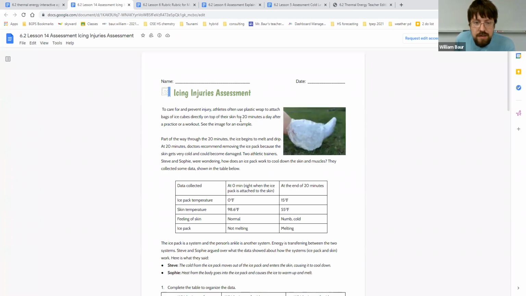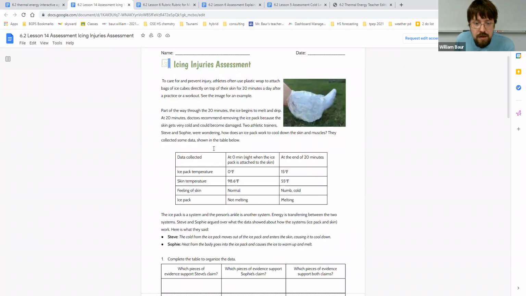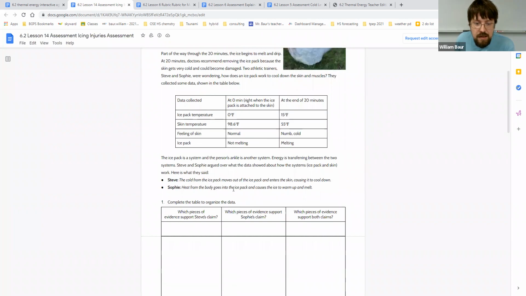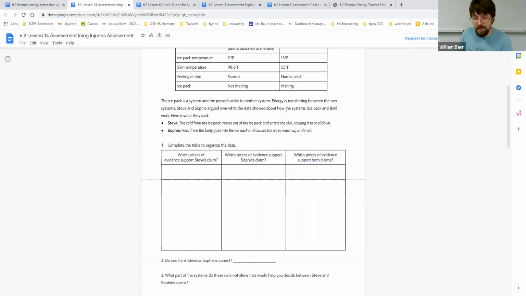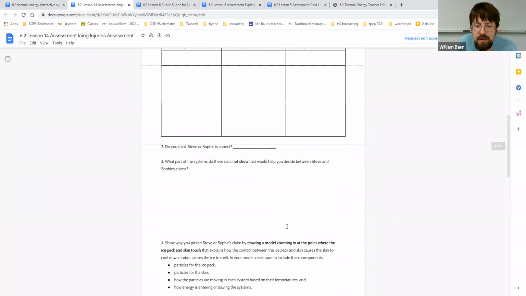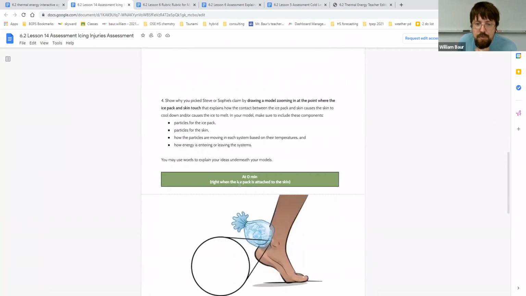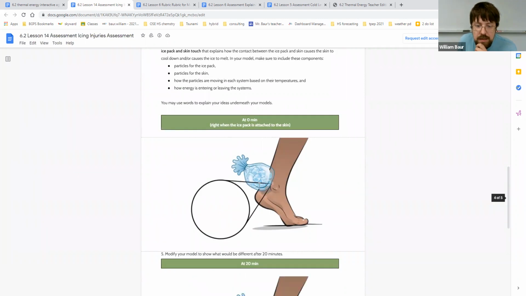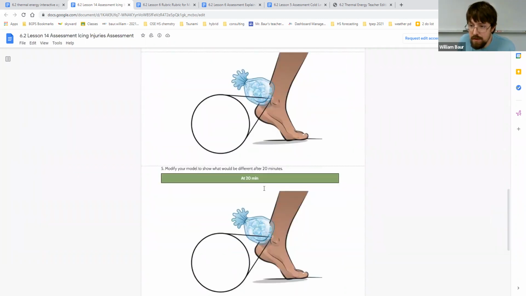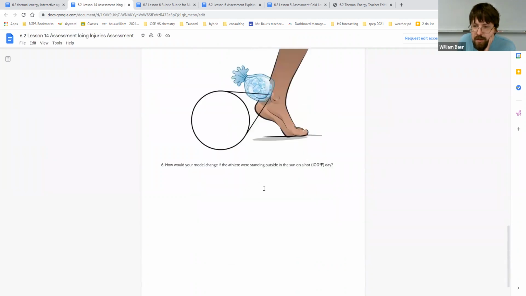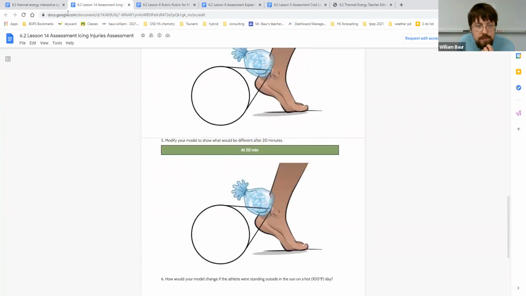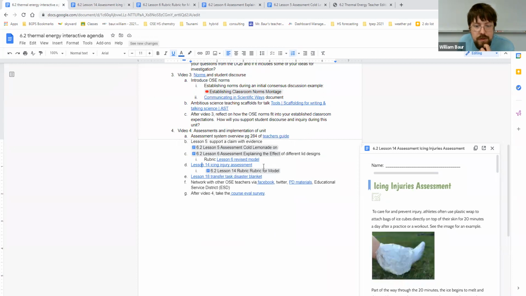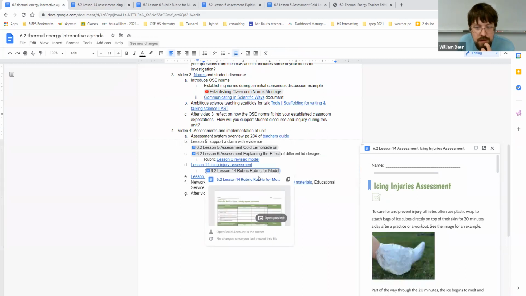Where they're given this scenario about icing an injury, and they're given some data, and they have to, again, do the sort of Page-Keeley thing where there are 2 claims and they have to figure out which one they support with evidence, who's correct and why. And there's some more modeling, and we'll see in the rubric what added features should be included in their model now that they've experienced lessons 7 through 12. So kind of showing their model over time. So let's look at the rubric.